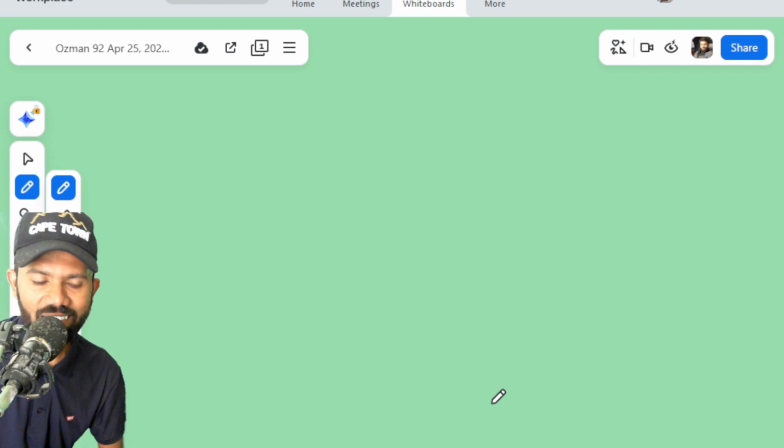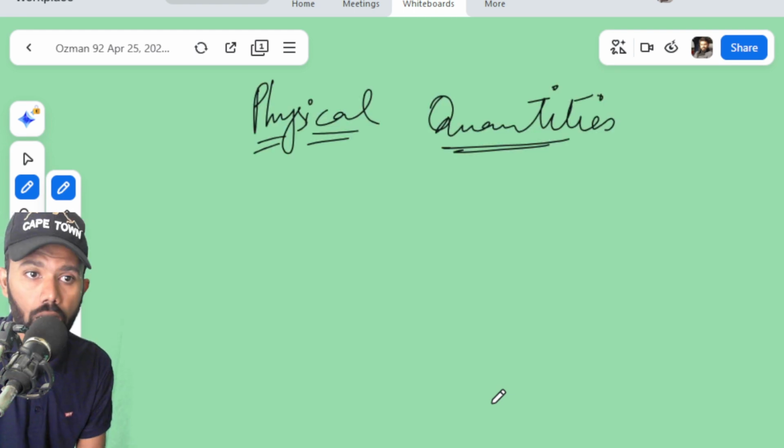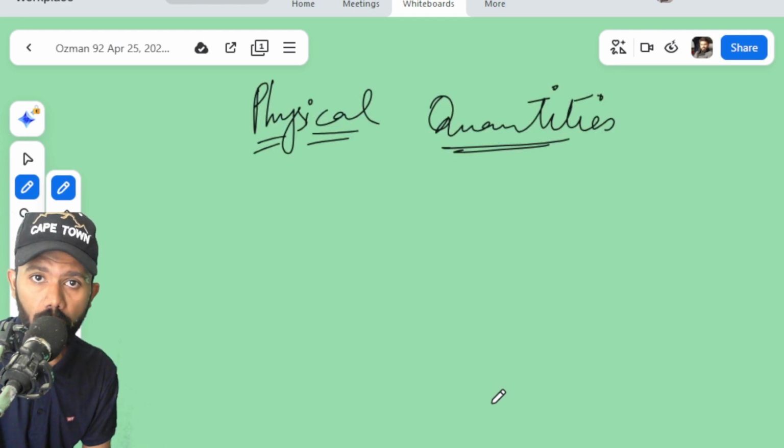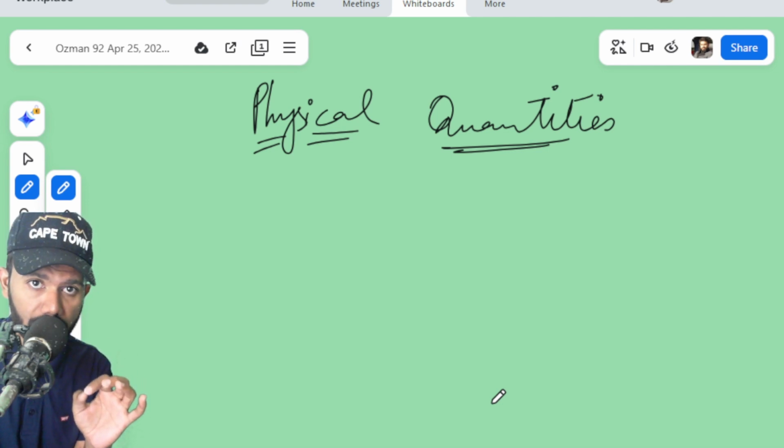Let's get started. Our very first topic is physical quantities, right? Now the question is, what is a physical quantity? We define a physical quantity as any measurable quantity.